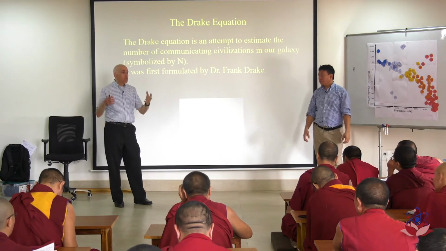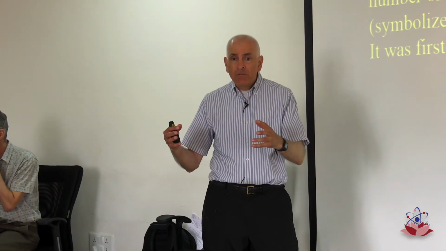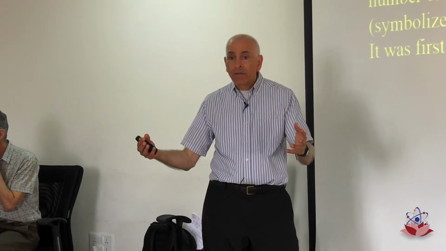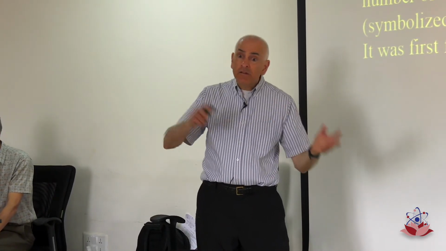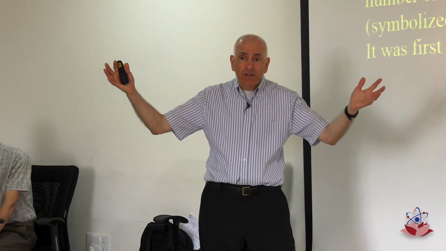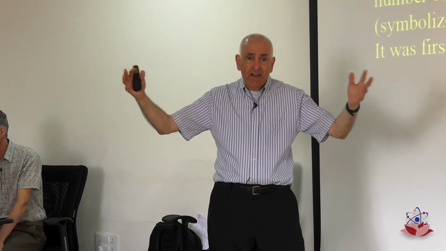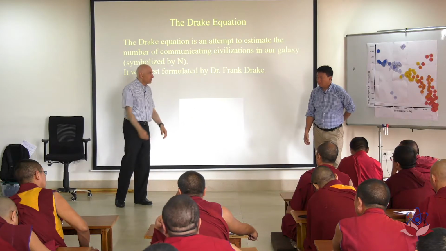If I was talking to you 30 years ago, I would not have been able to tell you that there are billions of planets in our galaxy. Because 30 years ago, we didn't know of any other planets around another star yet. We hadn't discovered any. We hadn't been able to detect them yet.